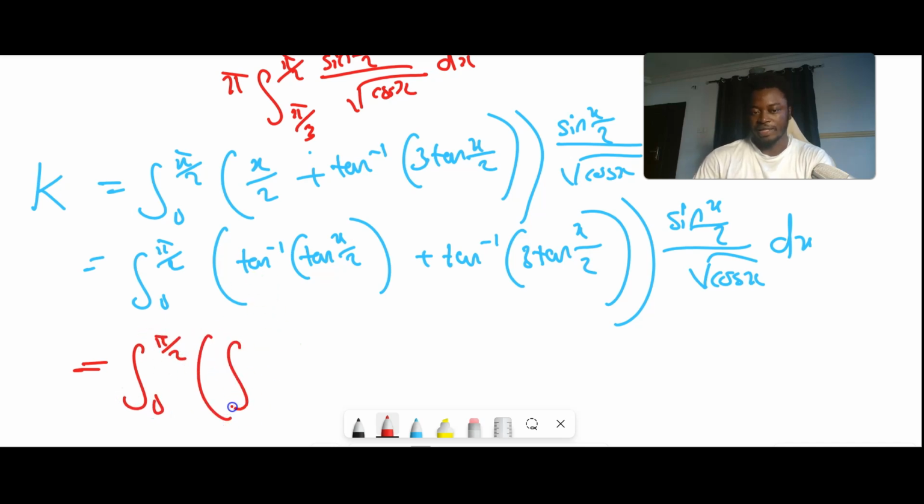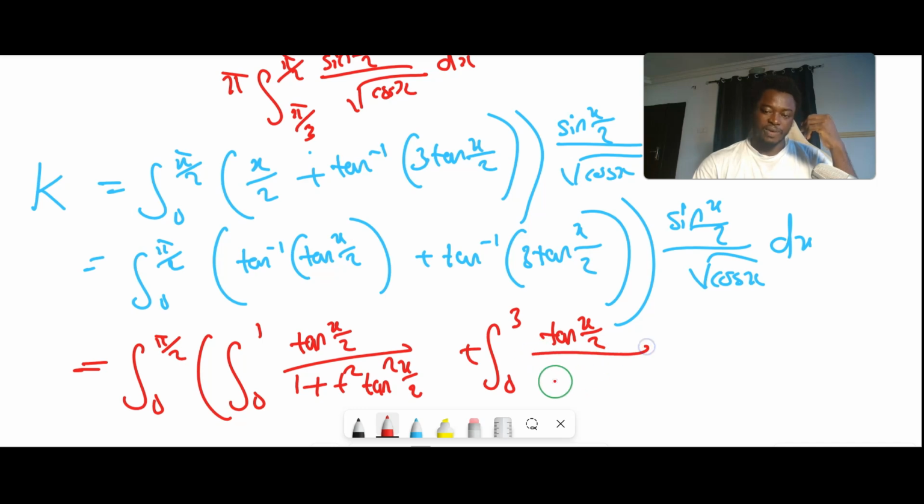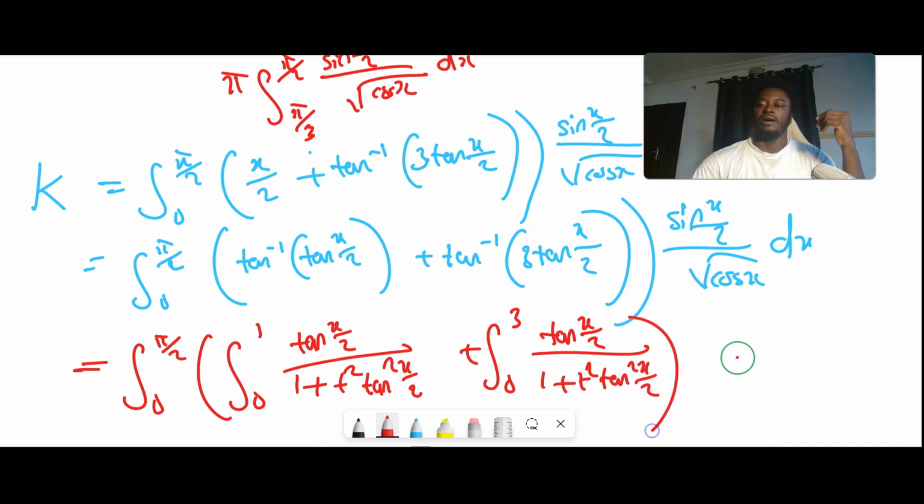First of all, write the integral from 0 to 1 of tan of x over 2 all divided by 1 plus t squared tan squared of x over 2, plus the integral from 0 to 3 of tan of x over 2 all divided by 1 plus t squared tan squared of x over 2, and then everything is divided by dt, and everything is multiplied by sine of x over 2 divided by square root of cosine of x dx.